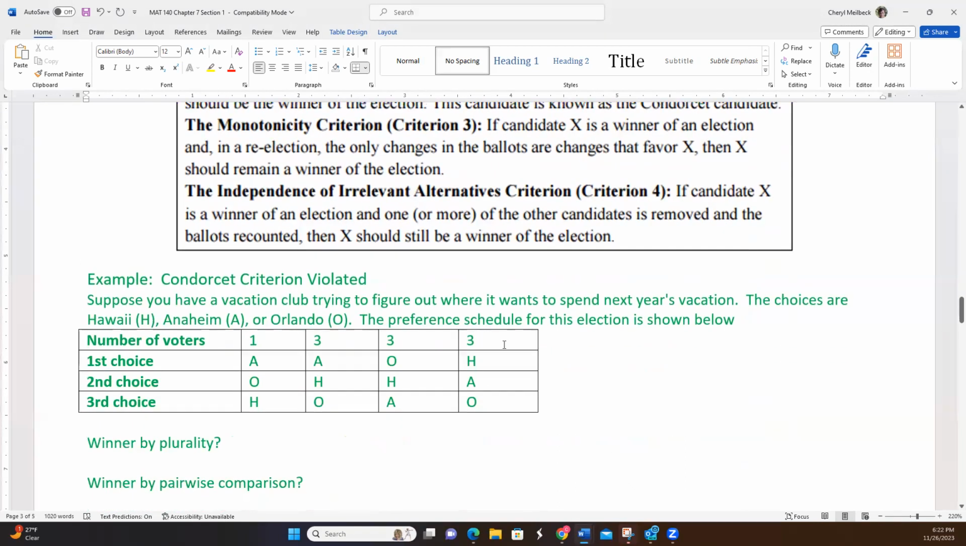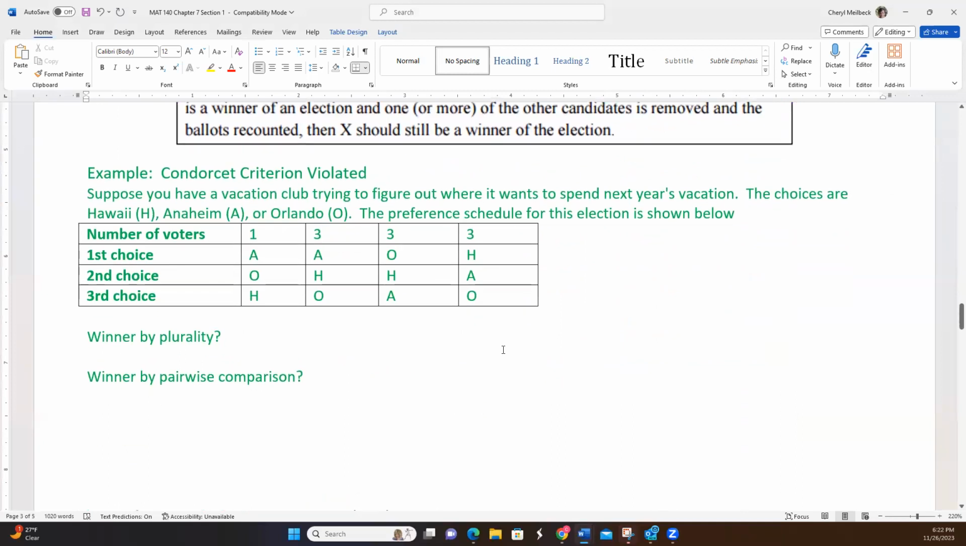So let's look at the Condorcet criterion being violated. That's criterion 2. Let's figure out this winning by plurality and pairwise comparison. Suppose you have a vacation club trying to figure out where they want to spend next year's vacation. The choices are Hawaii, Anaheim, or Orlando. The preference schedule for this selection is below. We can see the number of voters: 1 in the first, 3 people chose this ordering, 3 chose that ordering, and 3 chose that ordering.